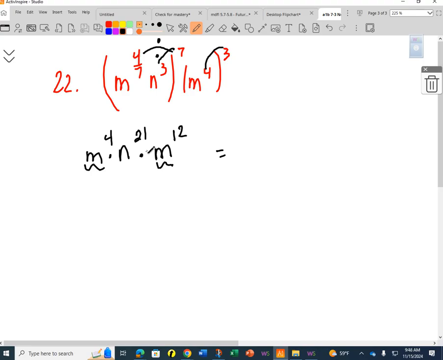So m to the 4th and m to the 12th. Those are like bases, right? Okay, so we're going to add their exponents. What are their exponents? Tell me what the exponents are. 4 and 12, right. So if we add the exponents, what do we get? So the m now has a power of 16. There's nothing to do with the n because there's only one of those factors. So that's your final answer.